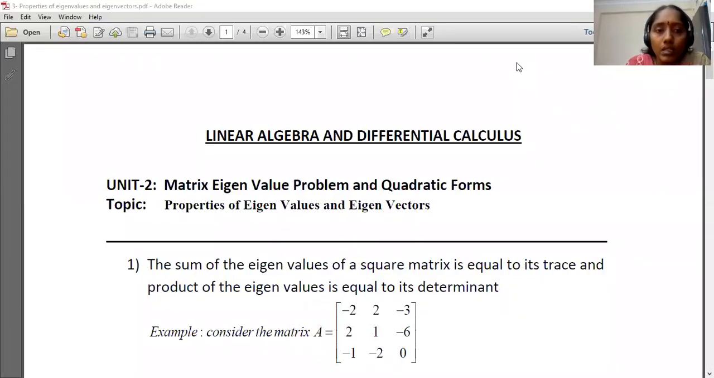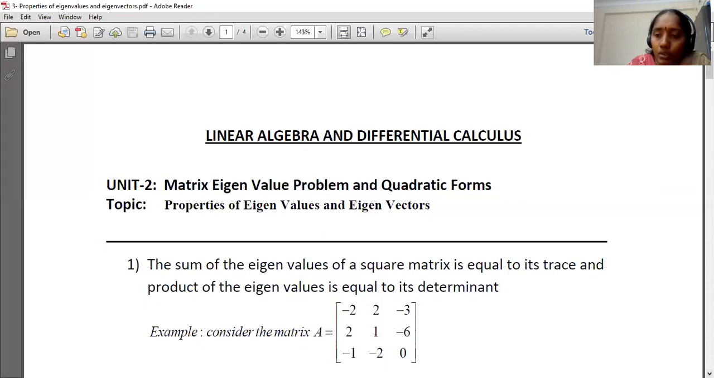Today we discuss eigenvalues and eigenvector properties. This is module 3 in unit 2. The first property of eigenvalues and eigenvectors is that the sum of the eigenvalues of a square matrix is equal to its trace, and the product of eigenvalues is equal to its determinant.